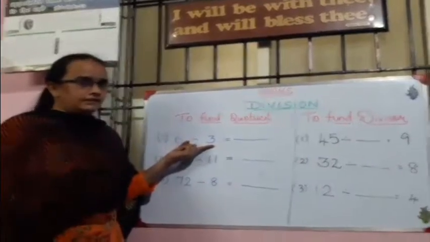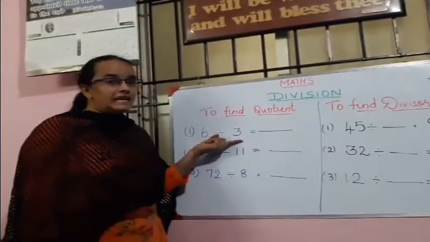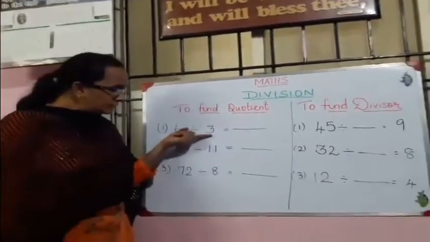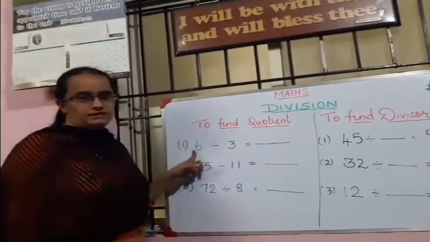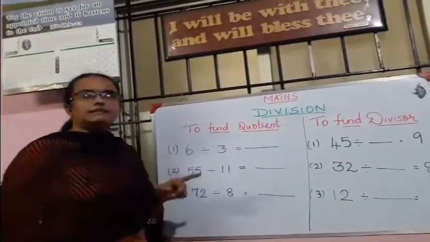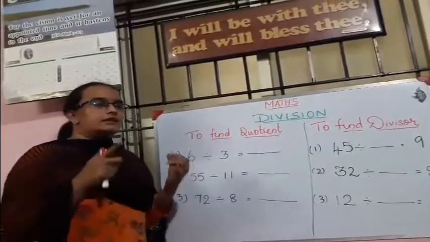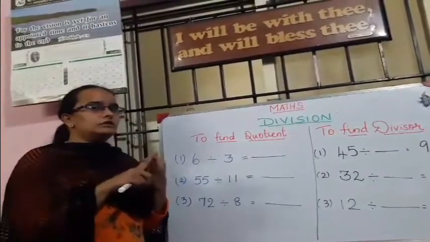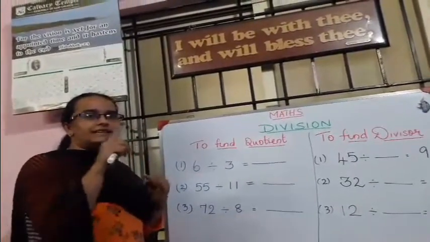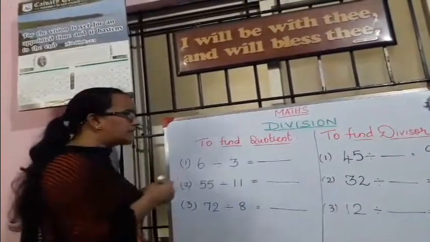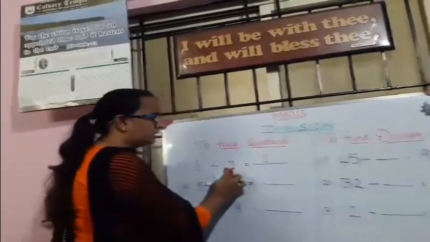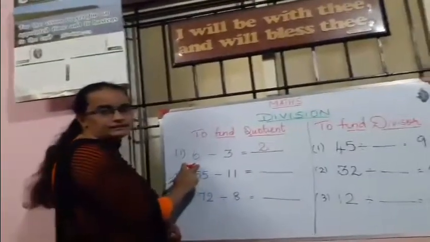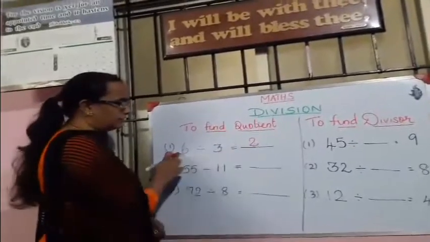The divisor is there, right? You have to tell the tables of the divisor. Suppose it is 3 tables. You have to tell 3 tables till you get the dividend 6. So now say 3 tables. 3 ones are 3, 3 twos are 6. So where we got 3 twos are 6, the answer is 2. When you multiply divisor into quotient, 3 into 2, you will get the dividend.